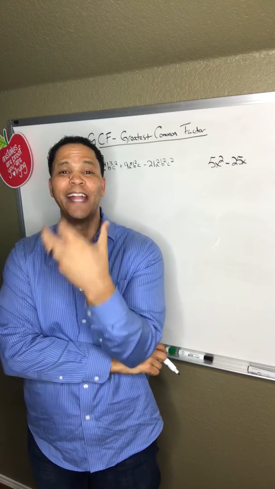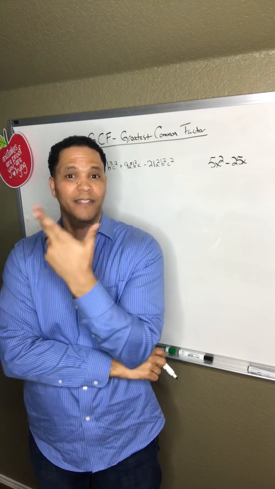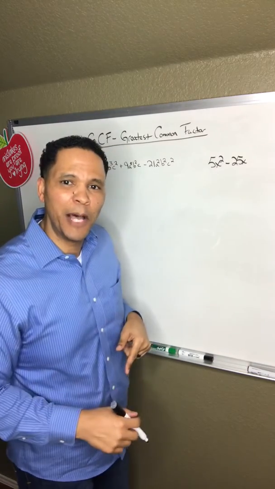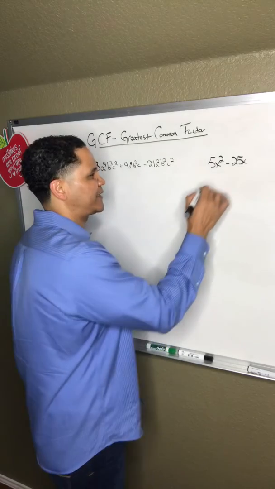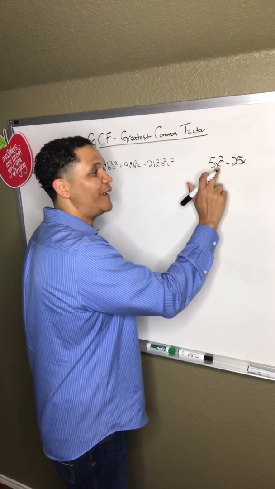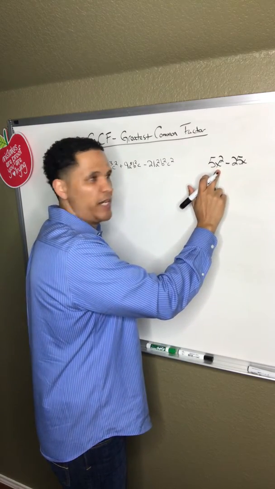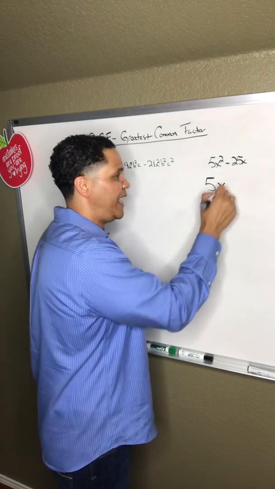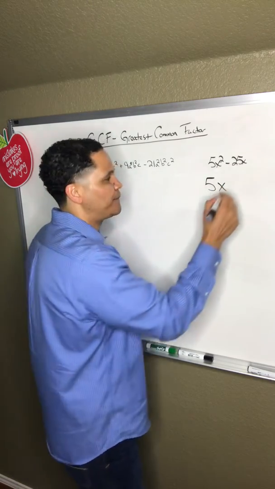Today we're going to be factoring out the greatest common factor. Let's go. What do 5 and negative 25 both have in common? 5. And if you have x squared here and 1x here, what do they both have in common? X. And then we just divide.